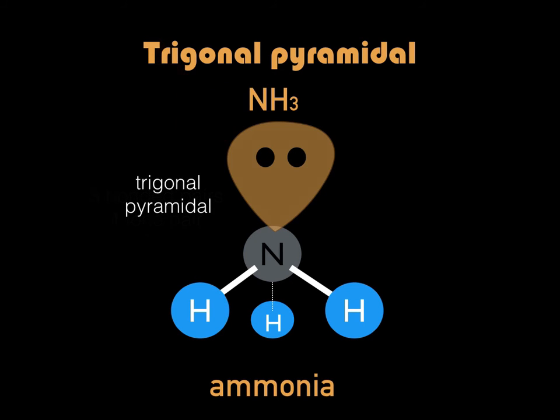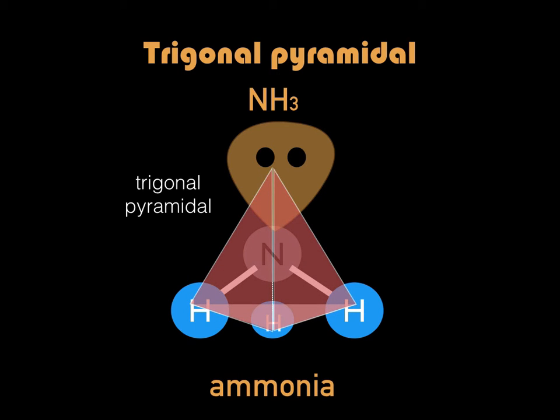So I have 3 bonded pairs, and then I have 1 lone pair, giving me a total of 4 pairs. Trigonal pyramidal: at the base of this molecule, I form a triangle shape, and then I can draw lines to the top, making a pyramid. So that's why we get trigonal pyramidal. Now, in the next shape, tetrahedral, notice what happens. Instead of having a lone pair, we're going to actually make another bond.